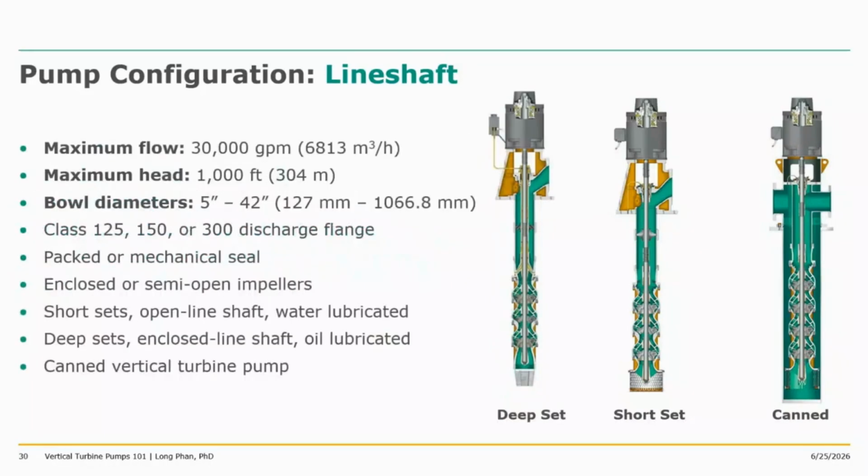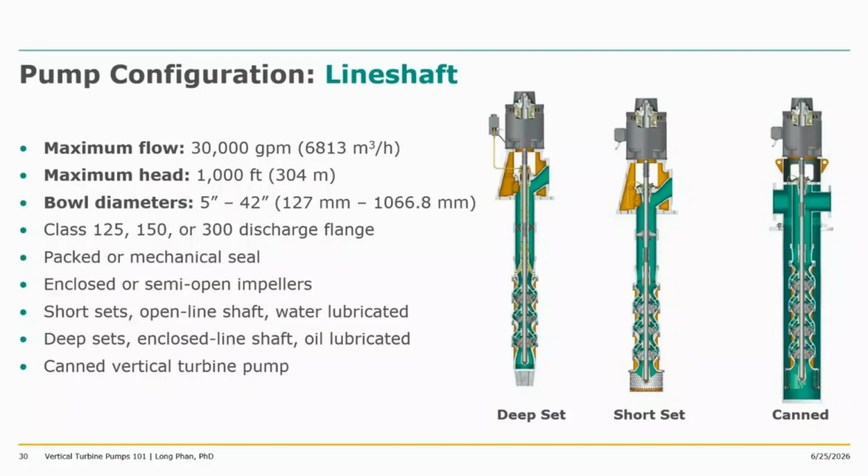These line shaft vertical turbines can go up to 30,000 GPM, with a max head of 1,000 feet. In some special applications, they can be extended, but these are typical flow and head thresholds. The bowl diameter runs from 5 inches to 42 inches. They can have different classes of discharge flange, like 125, 150, or 300, depending on the pressure limits.